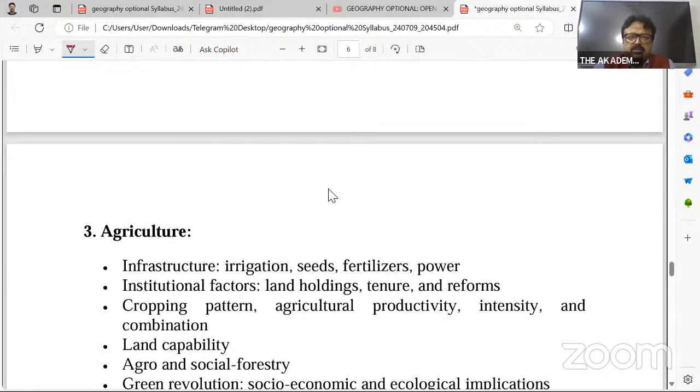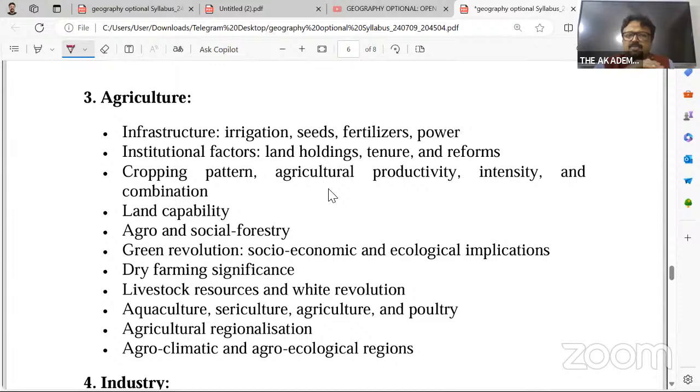Fine. Next is agriculture. Again, once you start agriculture, try to see a few things, चलते हैं देखते हैं: infrastructure, irrigation, seed, fertilizer, power. So you'll find some mention in economy. You'll find some part of economy is there. Then institutional factor, land holding, tenure, land reform, etc. You will find there is a topic land reform.